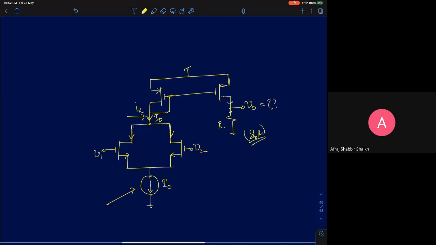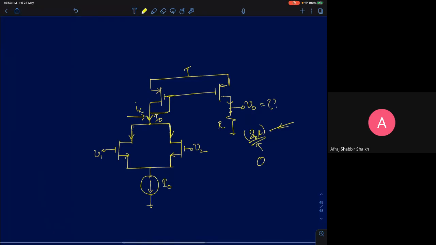So it doesn't have any information on V1 or V2. As far as the small signal is concerned, it will be 0. I0 is a DC current, so that voltage will be a fixed DC voltage, V0. So for small signals, it will be 0. So this circuit doesn't react to V1 and V2.